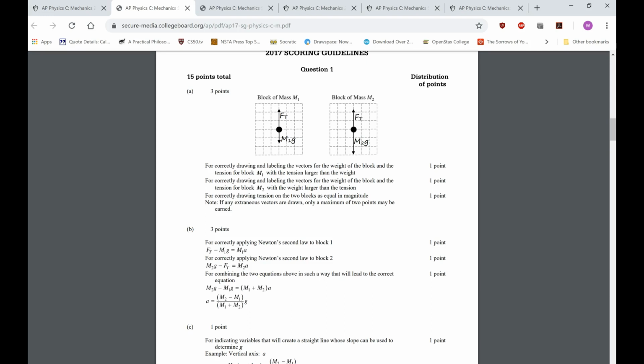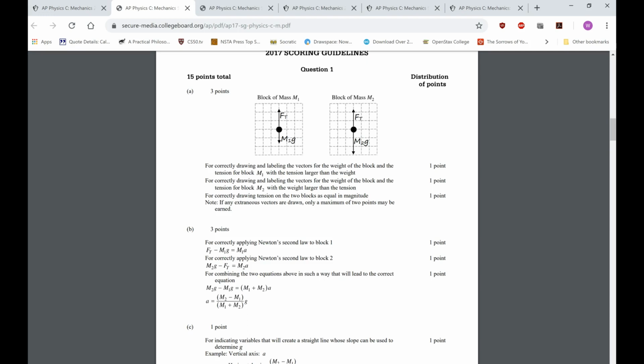All right, for the next one, 3 points for correctly applying Newton's second law to block 1. So if you write Newton's second law, now it says correctly applying, so that means it must be correct here. If you wrote negative ft plus m1g equals negative m1a, so if you flip the signs, you still earn the points. So don't be upset, don't be stressed if your signs are backwards. As long as you have the equivalent thing for each of these, you earn the 2 points, just like we did there.